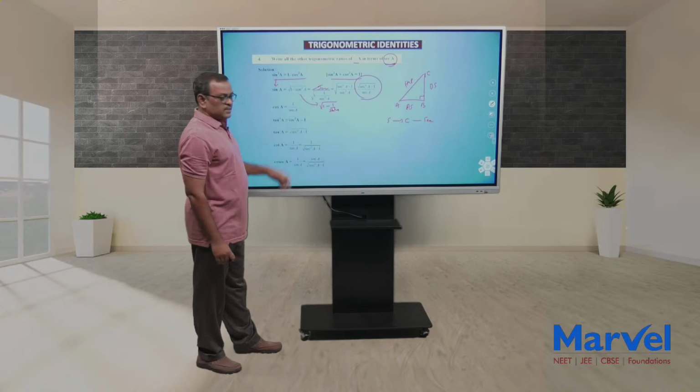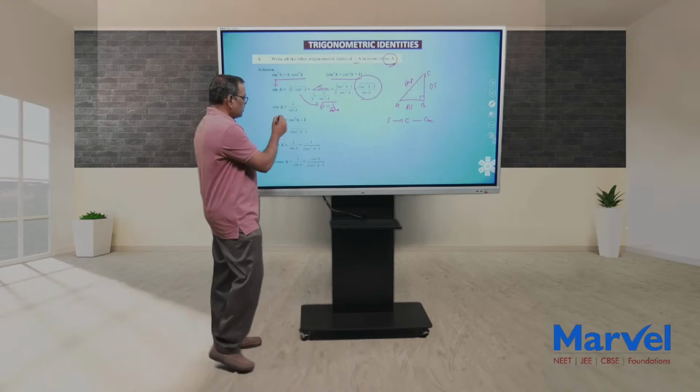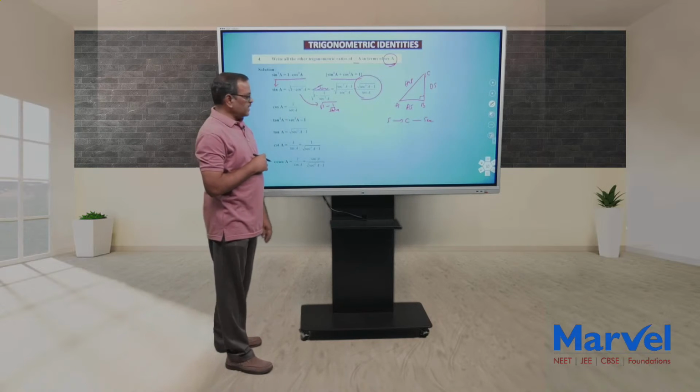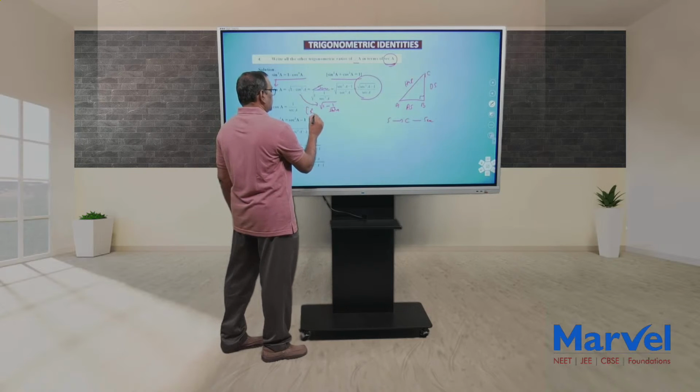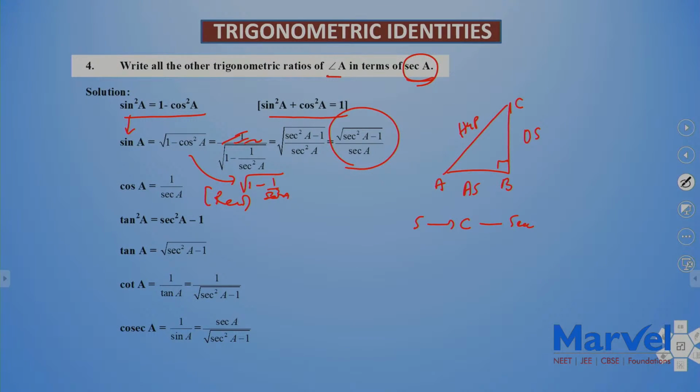Second one, cos in terms of secant, directly you can write because both are reciprocal to each other. This is by using the reciprocal concept. And tan square A equal to secant square A minus 1 using the identity. Then tan A equal to root of secant square A minus 1. Cot A equal to 1 by tan A, reciprocal of this. And this is the fourth one.